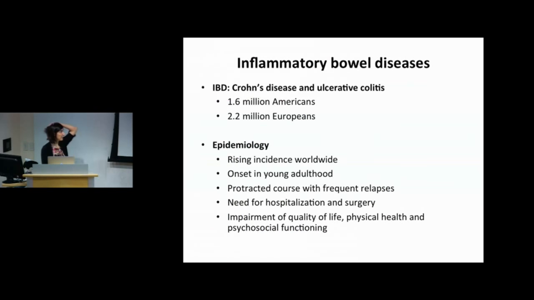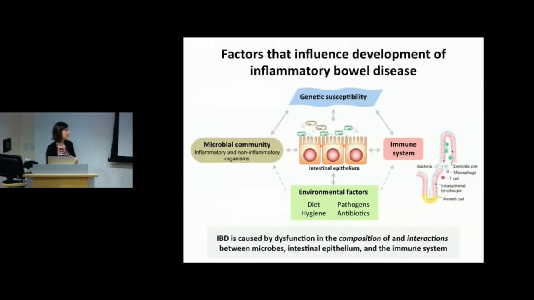And so focusing on inflammatory bowel diseases, like I said, Crohn's disease is one of the major diseases encompassed by this. Ulcerative colitis is the other major disease. It affects millions of people worldwide. There's a rising incidence. Onset can be at a very young age or young adulthood. You have frequent relapses when you've got this disease. Frequently, you need hospitalization or surgery to treat. And in general, I think the quality of life of individuals that have IBD is greatly impaired. And so we want to understand what's happening in this disease.